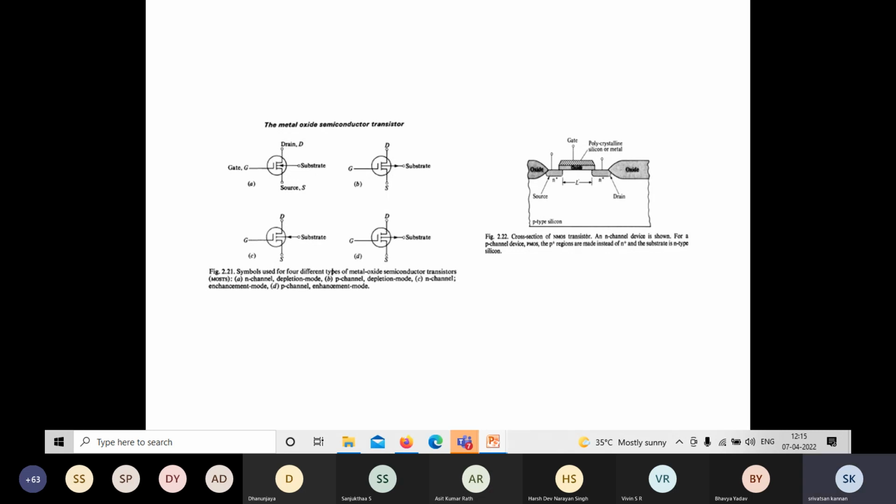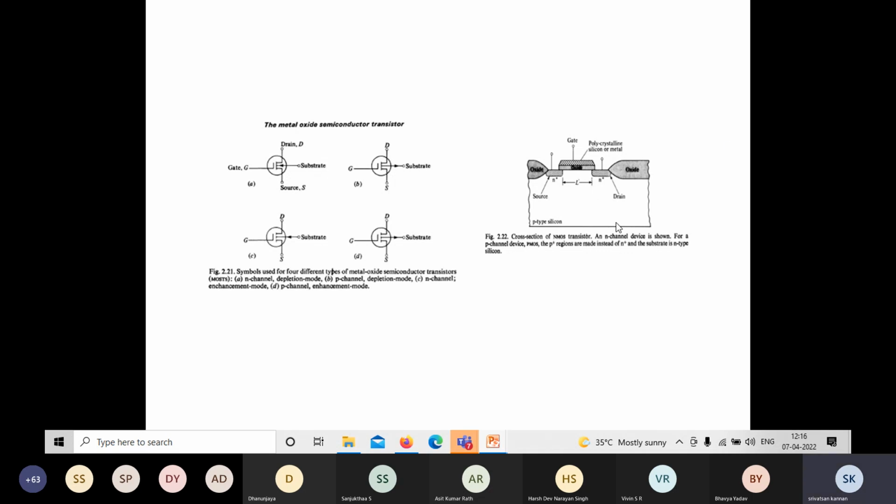It will increase the flow of current or decrease the flow of current? Increase. Yes, it will increase the flow of current. It creates a channel and current will flow. So the application of gate voltage increases the drain current. So that's why the name enhancement mode MOSFET.